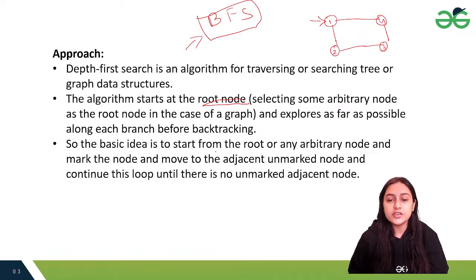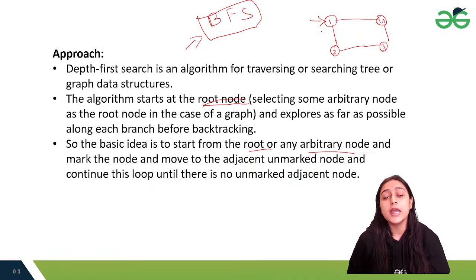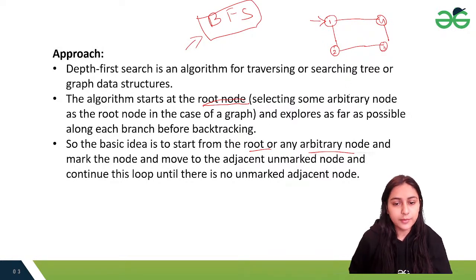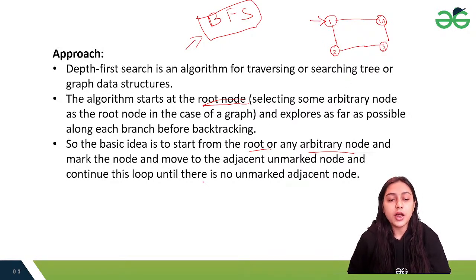Okay, so the basic idea is to start from the root or any arbitrary node, mark the node, and move to the adjacent unmarked node. Whenever we move, we have to check that the node we are going to is not visited. We continue this loop until there is no unmarked adjacent node.